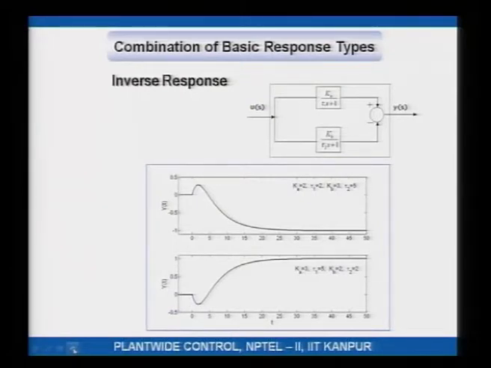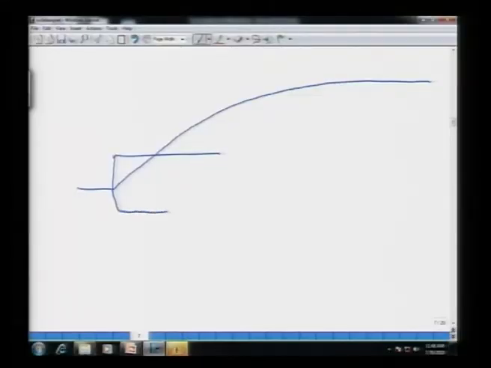Well, it can be represented using two lags in parallel. Consider that you are giving a step change at time t equal to 0. One of the lags is a sluggish first order response with a large gain. The other lag is a fast transient response in the opposite direction, that is, negative gain. So, it is fast, but a small negative gain.